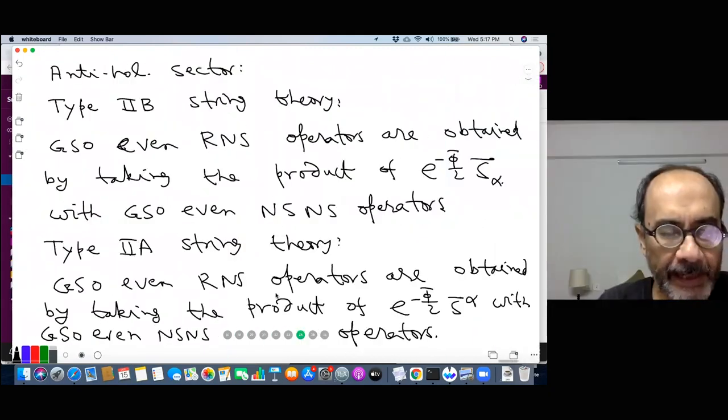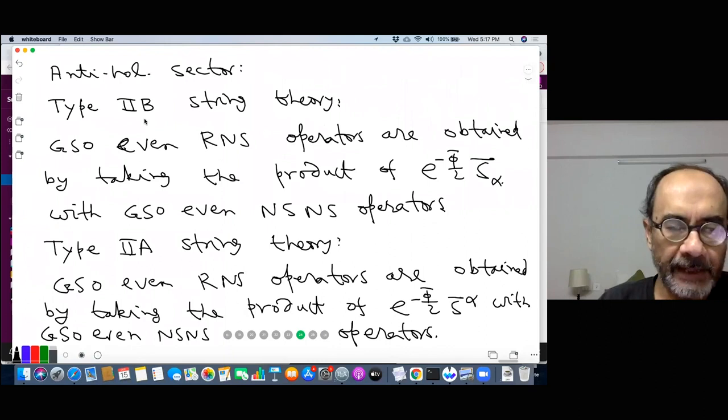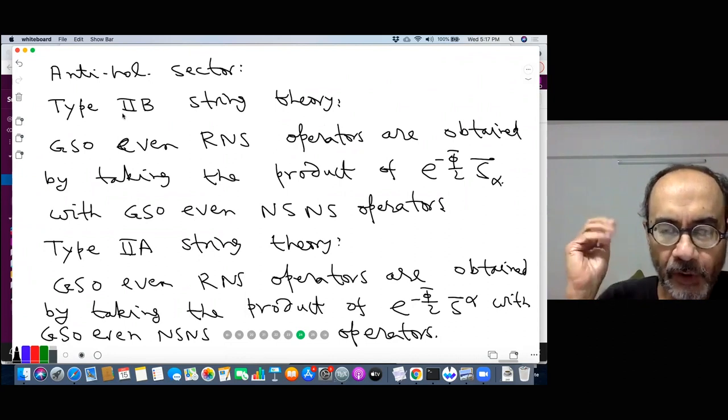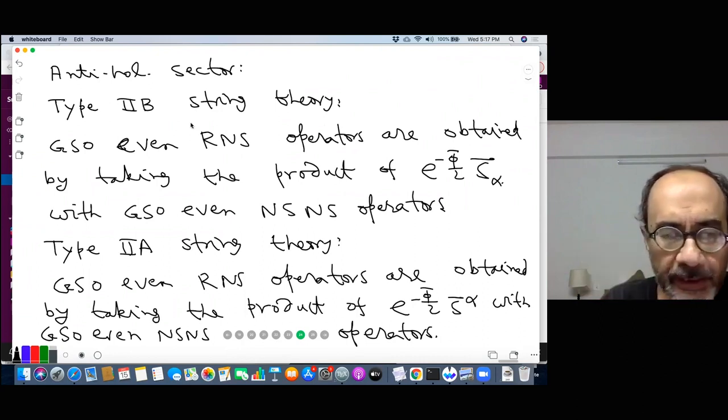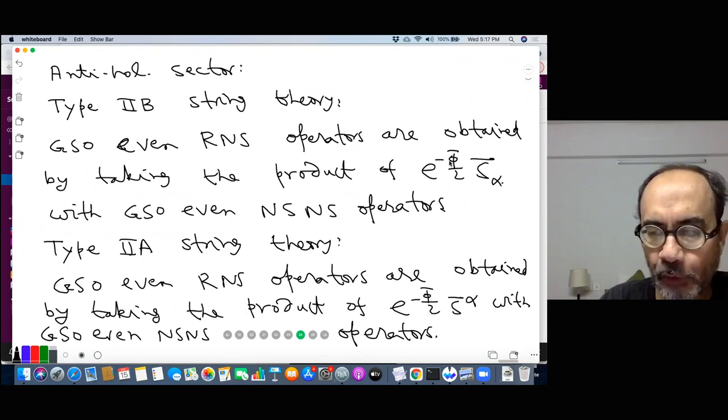Yes, so the main difference, in fact the only difference, is this. The NSR sector is identical, that's the way I have defined it. When you look at the Ramond sector on the right, and the Ramond sector on the left, RNS, then in type 2B, you obtain them by products of e to the minus phi bar by 2 S bar alpha, where this is a chiral spinor, with GSO even NSNS operators. So in particular, this operator is an allowed operator in the type 2B theory.